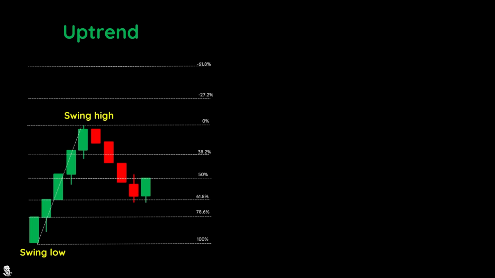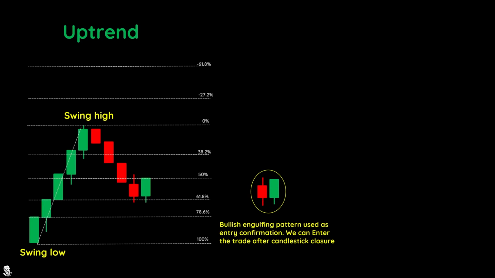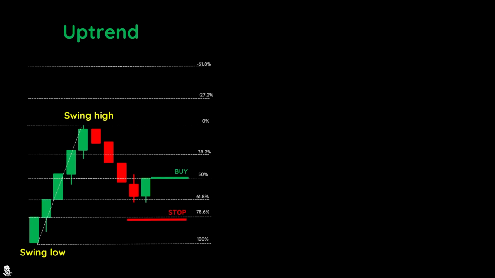After some waiting, we see the retracement is potentially over. We can see some weak rejections which confirm the bounce from the 61.8%, which acts like a support. After the bullish engulfing pattern is formed, we can use this as an entry confirmation. Potential entry after the candlestick closure, and our stop loss could be below the 78.6 retracement. For the take profit targets, we can use the -27.2 and the -61.8 projections.